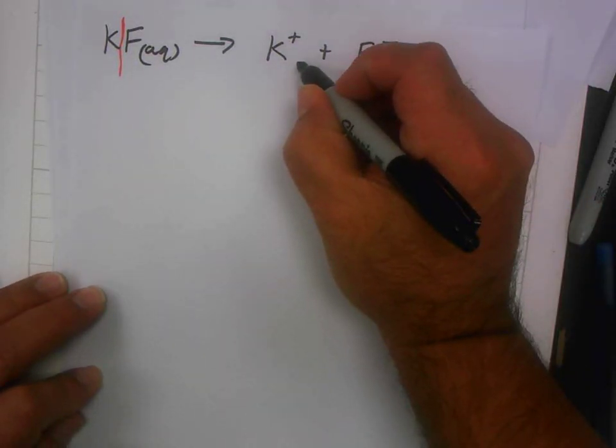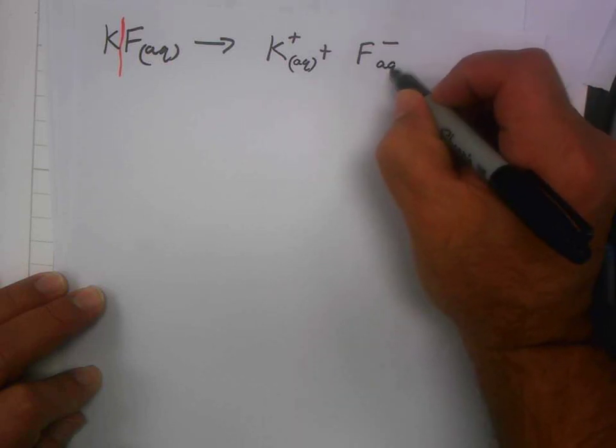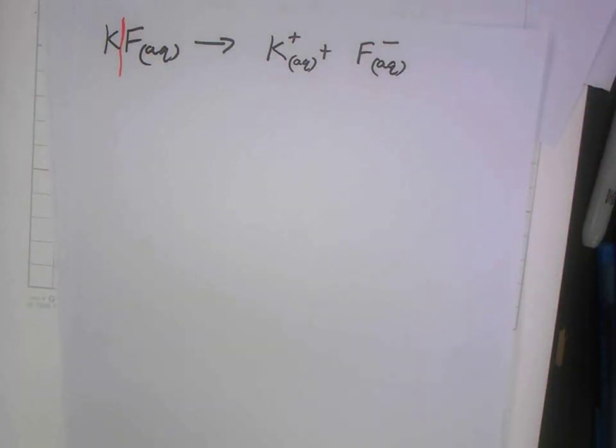To finish up, you could go ahead and put these both as aqueous because they're floating around in water. It's basically what aqueous means: floating around in between the water molecules. And there you go. Pretty easy, right? So tomorrow if you have a problem that says KF aqueous, you just know it breaks up into potassium ions and fluoride ions. Then we might be doing something with these individual ions later on, like canceling them out or doing something else with them.